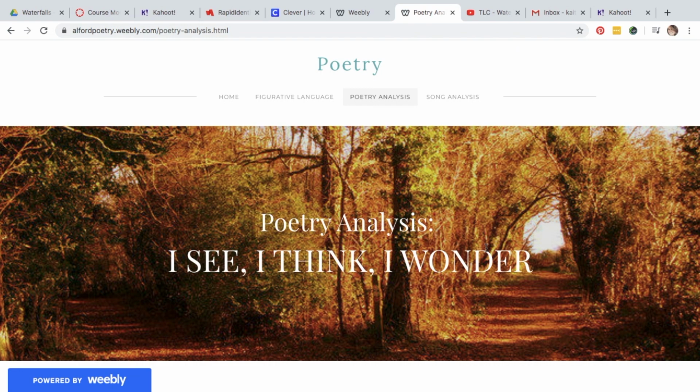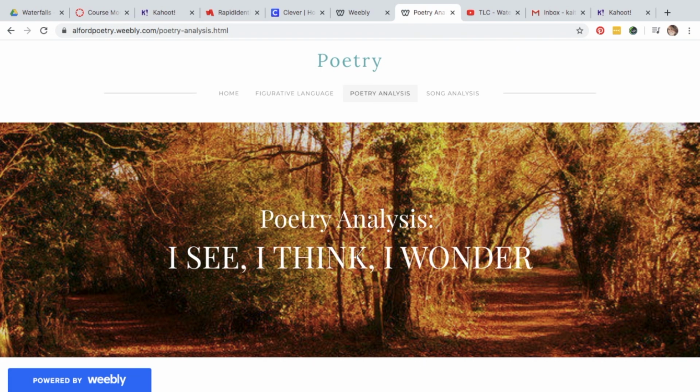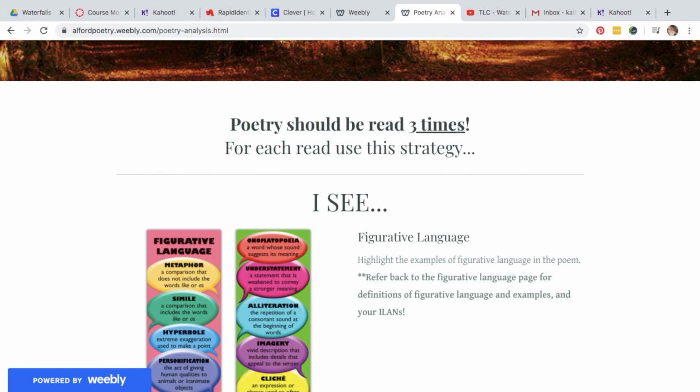Instead of having pages upon pages upon pages to read, it's condensed down to as short as possible, like less than a page. I'll give you a job to do each and every time. So the first time you're going to say, I see something, then you think about something, and then you wonder about something. Poetry should be read 3 times.